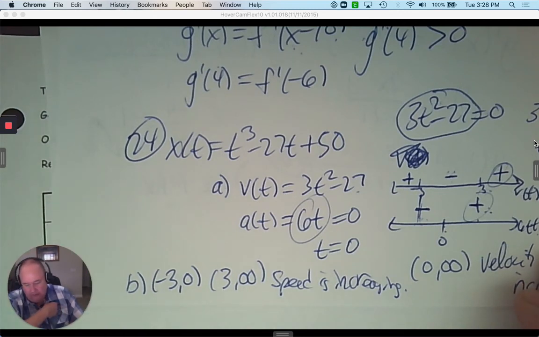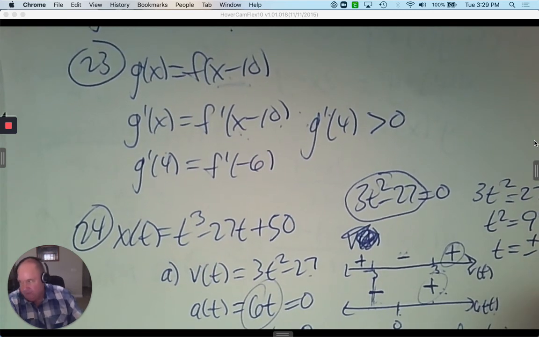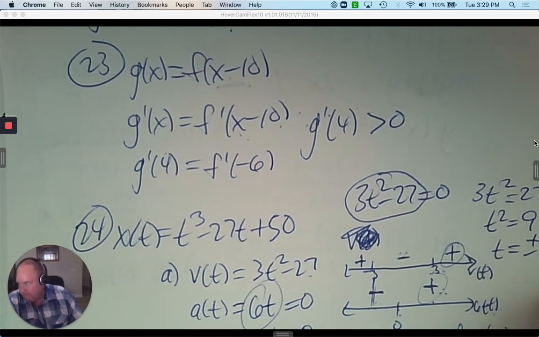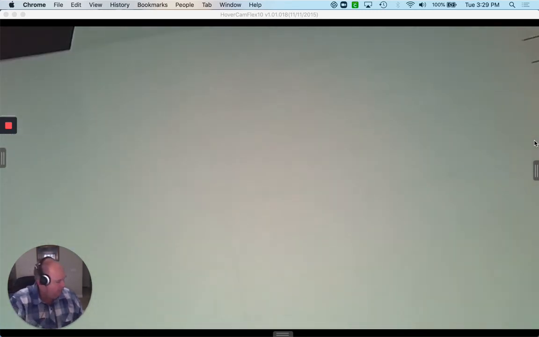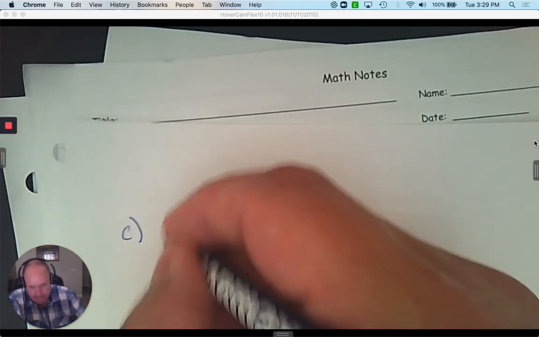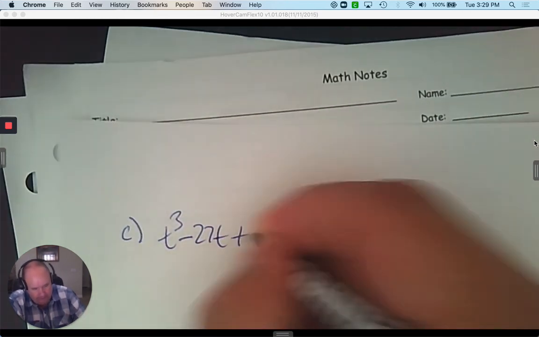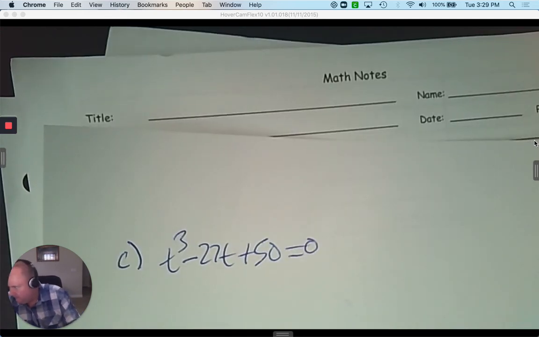Last question. When is the distance of the particle from the origin increasing? The distance is increasing when the position and velocity share the same sign. So let me just do this lastly on a piece of paper here. So this is part C. I need to make it equal to 0. So I'm going to use my calculator just to solve it quick.